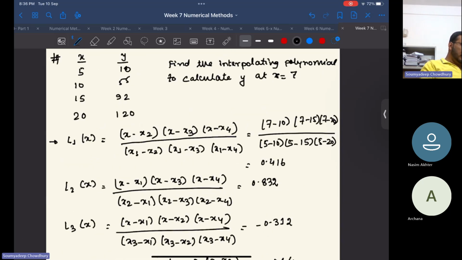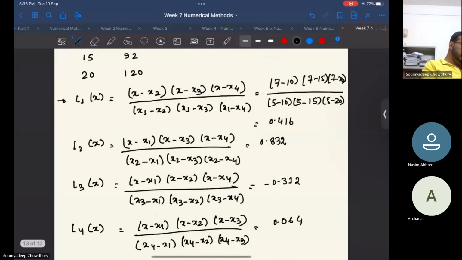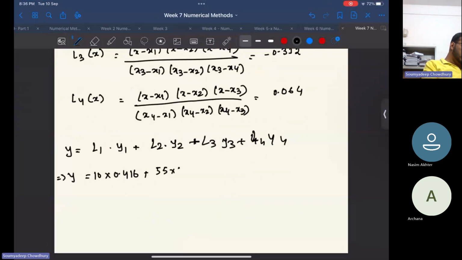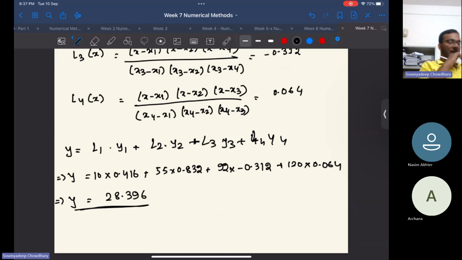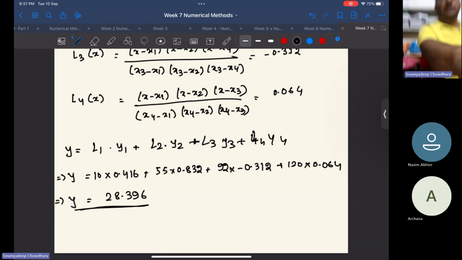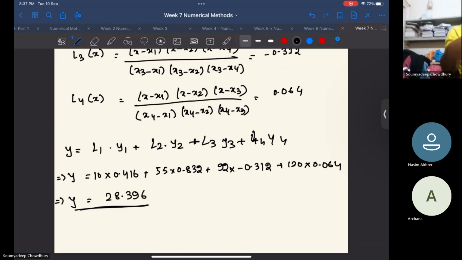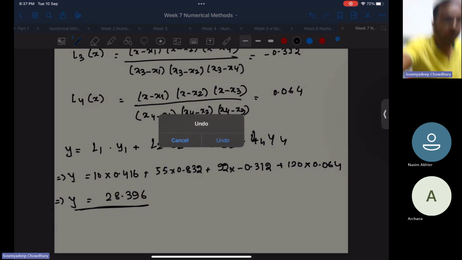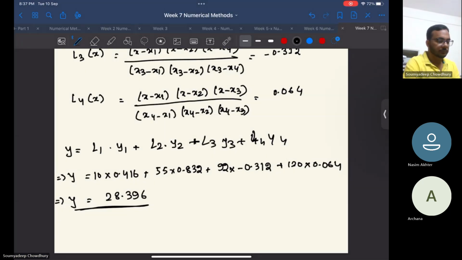So I'll just substitute 10 plus, after 10 what we have, 55 into 0.832, 92 into minus 0.312, 120 into 0.064. So this will give me 28.396. So this is the value of y at x equal to 7. Is it clear to you? Yes, it is clear.